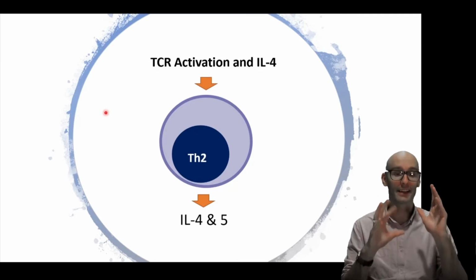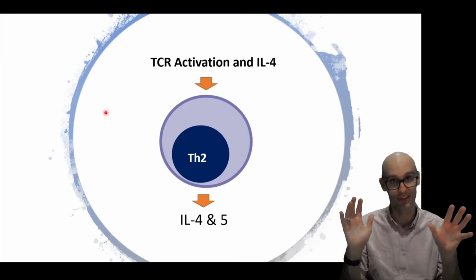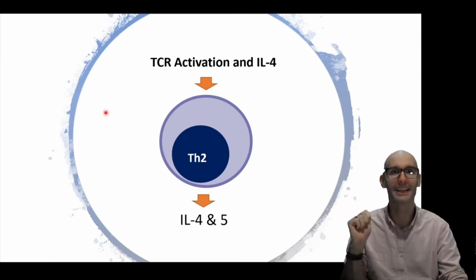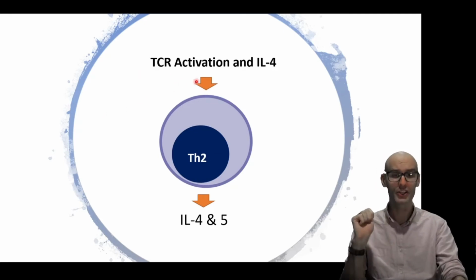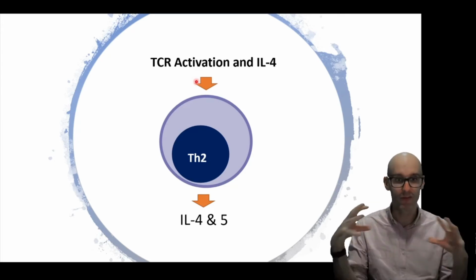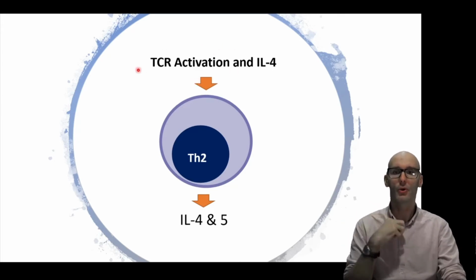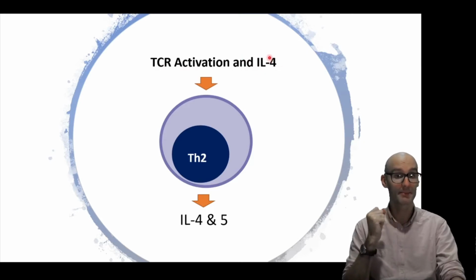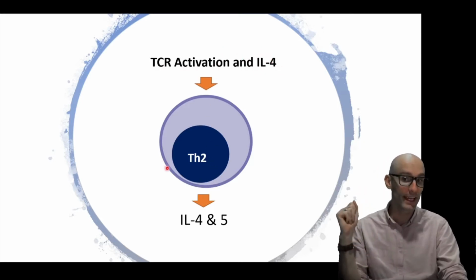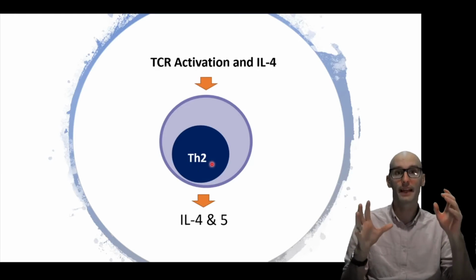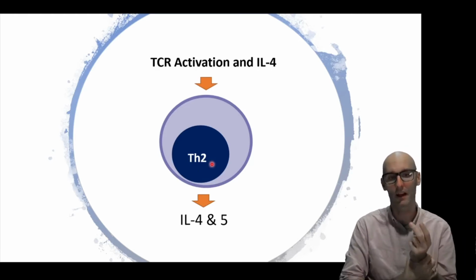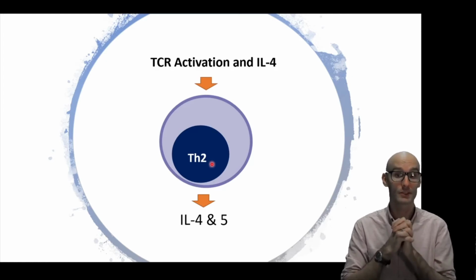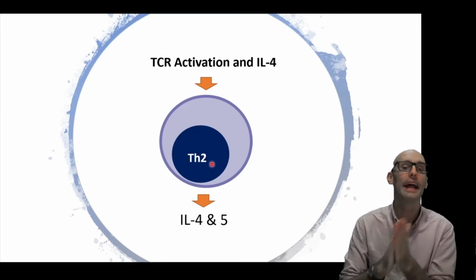And I will say that I do simplify all of this. It is way more complicated, but these are the key main strokes so you understand the fundamental foundation of what's happening. So we've got our T cell receptor activation, and we've got our IL-4 receptor activation, and the Th2 cell begins to secrete cytokines. Two of the main cytokines released in a Th2 response are IL-4 and IL-5.